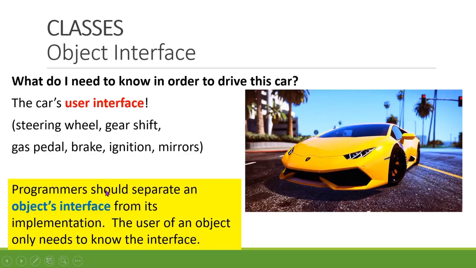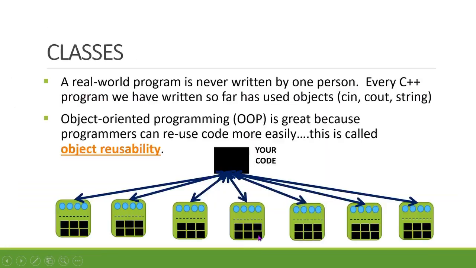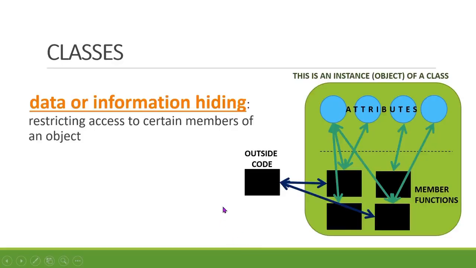In the same way, a programmer should separate an object's interface from its implementation. The user of an object only needs to know the interface. In other words, if we go back to this image, this outside code is using this object, and the interface are these two member functions that the outside code is calling.